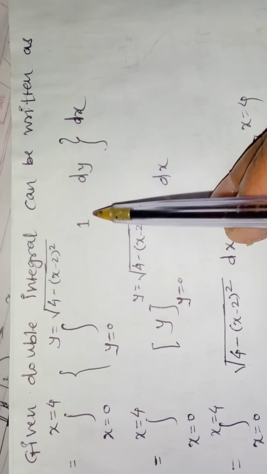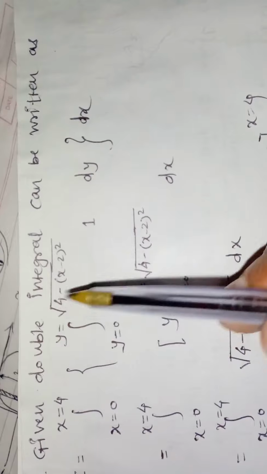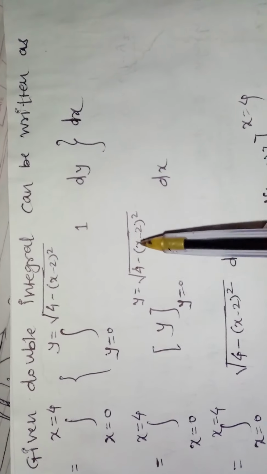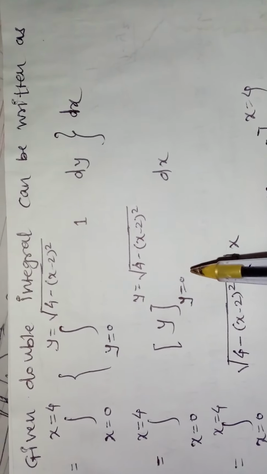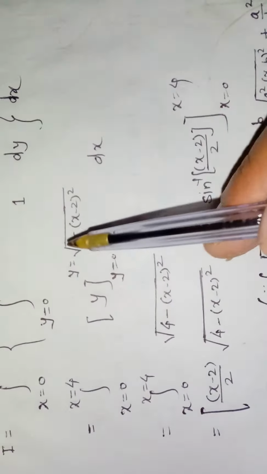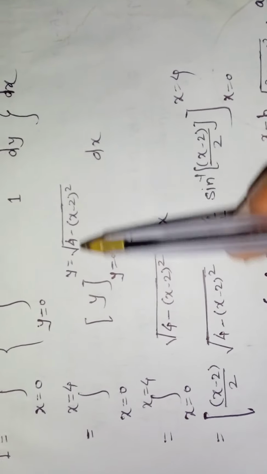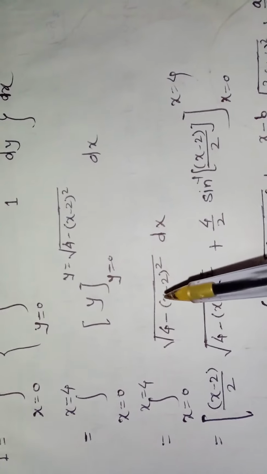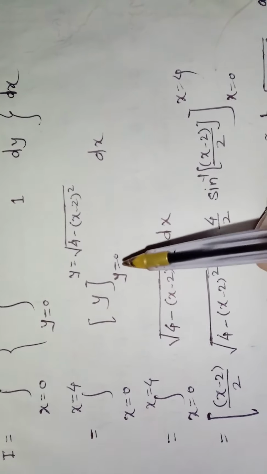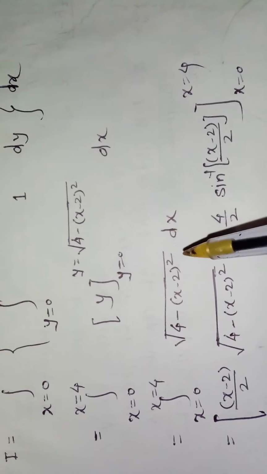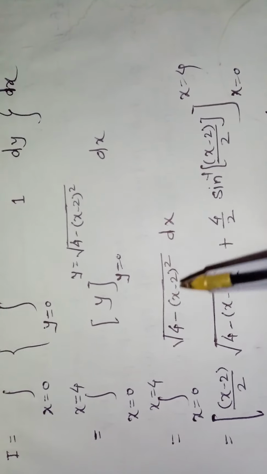So integration of 1 with respect to y is nothing but y, with the upper limit y equals square root of 4 minus (x minus 2) whole squared, and lower limit y equals 0. Now in the next step we are putting the upper limit and lower limit. If I put the upper limit instead of y, then we get 4 minus (x minus 2) whole squared, minus, if I put the lower limit, it will be 0. So this is the upper limit minus the lower limit value.